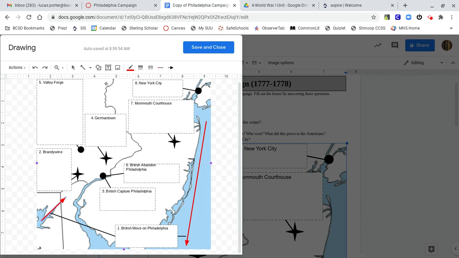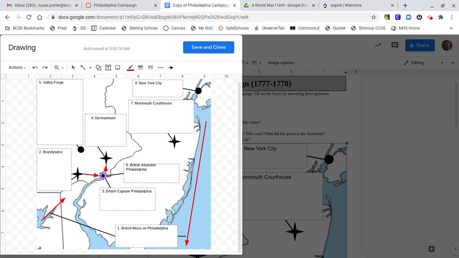And then the Americans came down. They moved in there. And I'm just going to do all the British for right now. Then the British moved. They had a battle at Brandywine. Then the British went and they captured Philadelphia. And then they went out here and had a battle at Germantown.